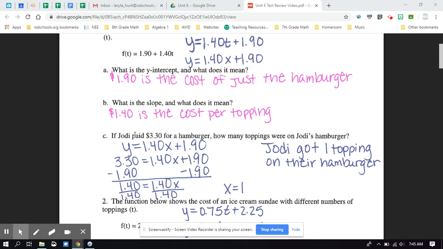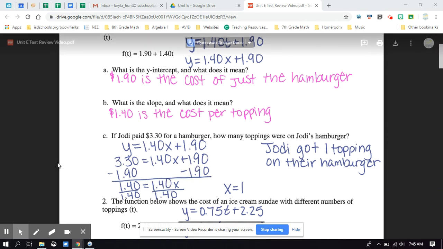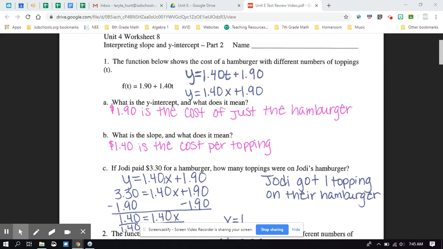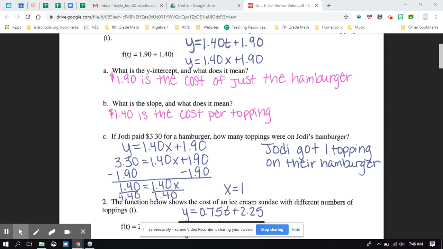Letter C says, if Jody paid $3.30 for a hamburger, how many toppings did Jody get on her hamburger? $3.30 gets substituted in for your total, because Y is your total. And then you can solve it as an equation set up like this. If it's easier for you to do what we did Friday and break it down piece by piece and say, I know you have $3.30 to spend and $1.90 of it is for just the hamburger, you can write it without writing this equation and solve and get the same answer.